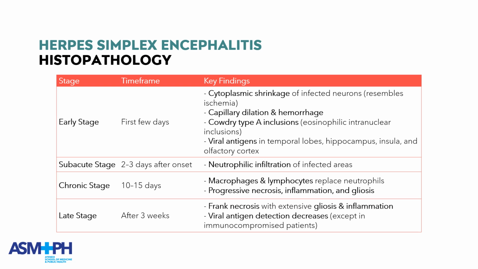During the subacute stage, there is neutrophilic infiltration of the infected areas. After 10 to 15 days, during the chronic stage, macrophages and lymphocytes replace the neutrophils, and there is progressive necrosis, inflammation, and gliosis. After 3 weeks, frank necrosis with extensive gliosis and inflammation will be present, and viral antigen detection decreases except in immunocompromised patients.